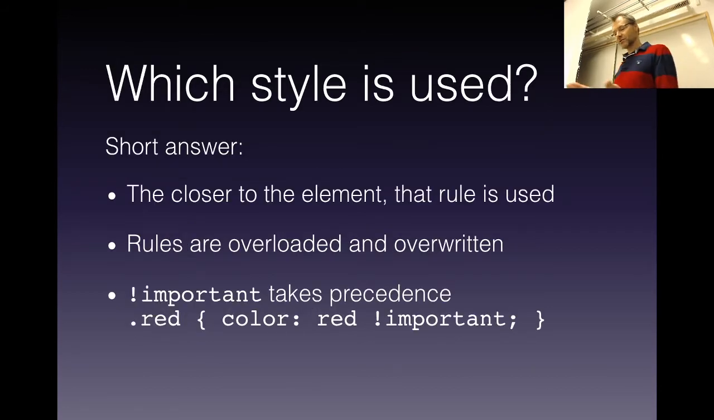So the short answer on which style is used, since you get all these rules applied: the later it's written, the more it takes precedence. When you're writing rules in a file, the rules you write at the end of that file will take precedence over the ones you have written on top of the file. It's nice to know when you're troubleshooting. So the closer the rule is to the element, the more it is used.